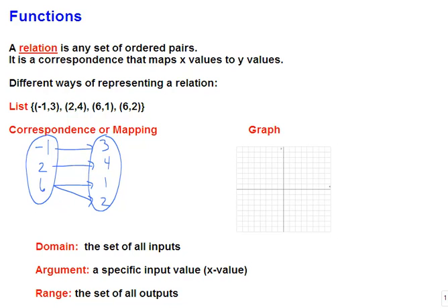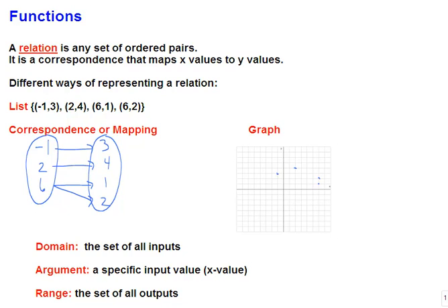The last way that you often see a relation listed is as a graph, and this would just map your ordered pairs into points on a coordinate axis. So -1, 3, we would just go -1 for x, up 3 for y, and put our dot. 2, 4, over 2, up 4, and then 6, 1, and 6, 2. So you just get a set of dots. So this is what our relation would be, either a list, a mapping, or a graph.